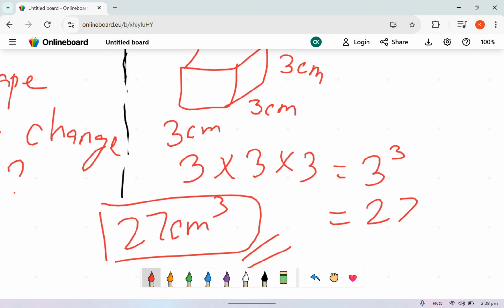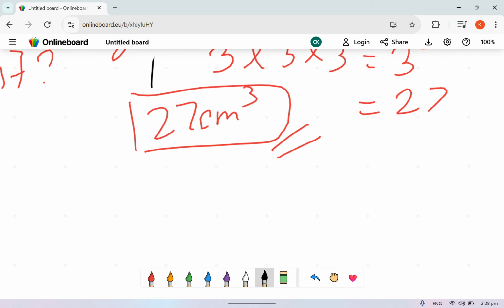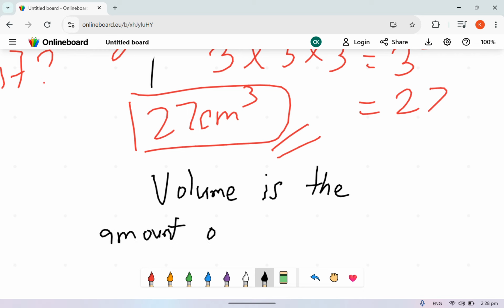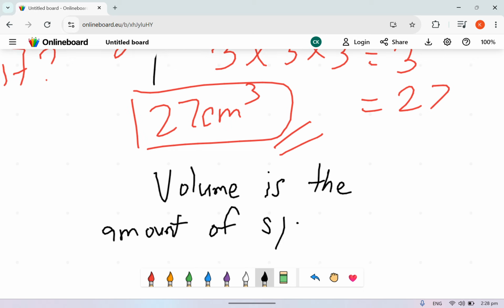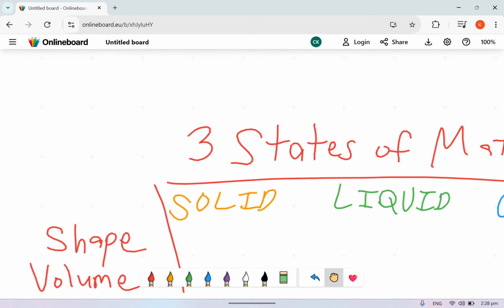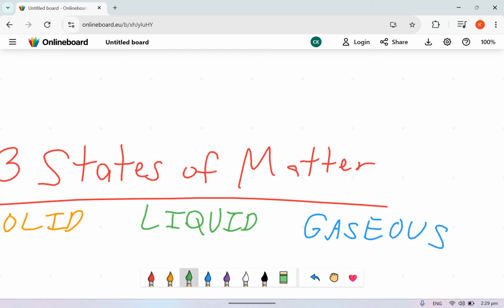Now, if you want to give it a very easy definition, basically volume is the amount of space something occupies. Now, over here, if you look, I say the word matter.